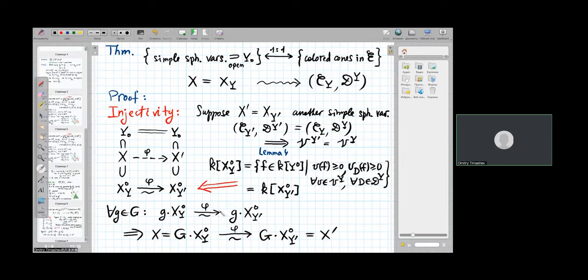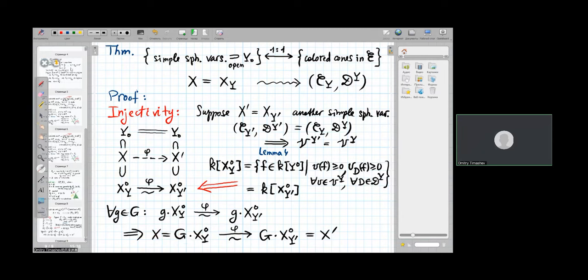I still can't understand why the G orbit of X, Y naught equals X. It is not an orbit, it is a span. So you take all points in here and apply all elements of G, and you get all points in X. Why is it so?